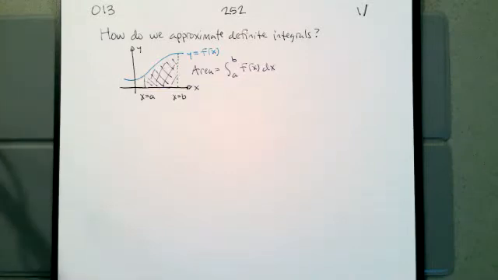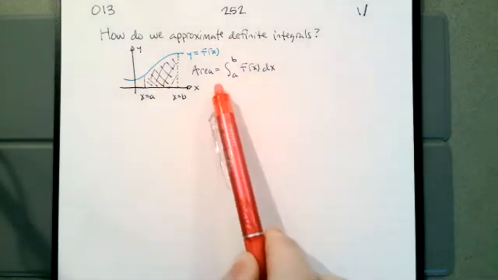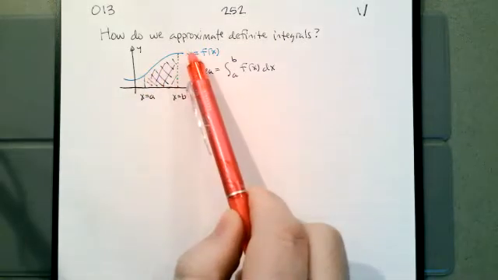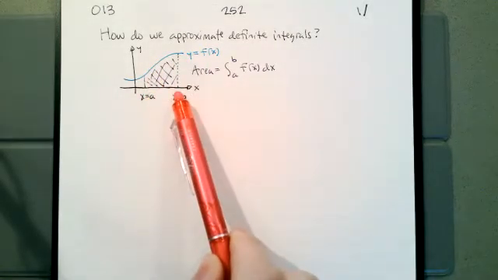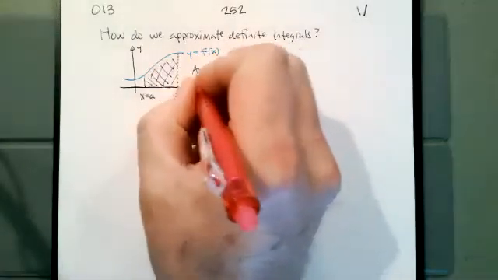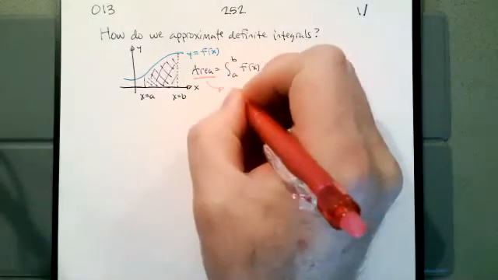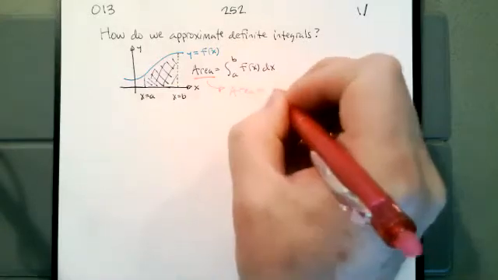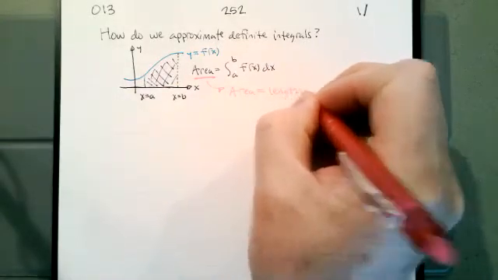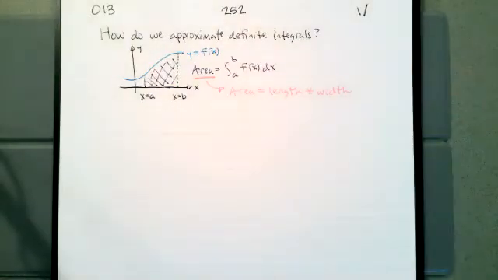Here is the important thing. We're approximating a definite integral, which is going to tell us the area under a curve and above an interval on the x-axis. And since we're calculating an area, this tells us the important thing that we need to know. Area is length times width.